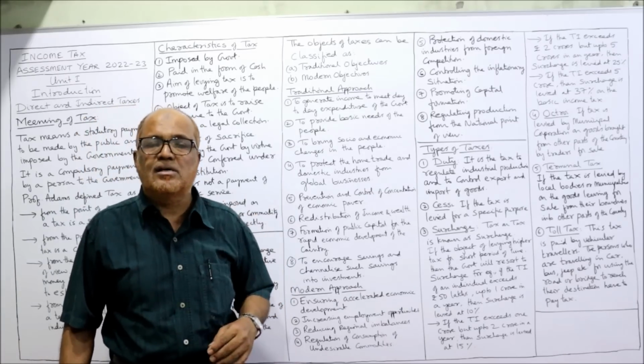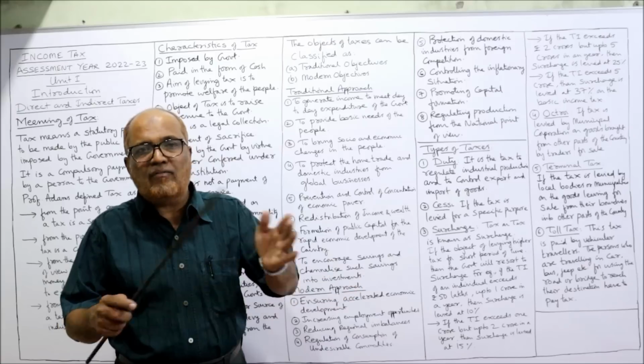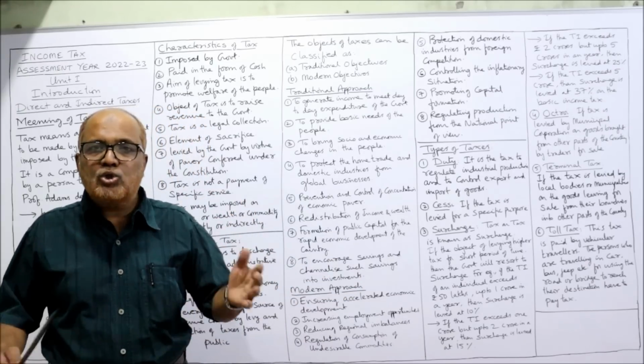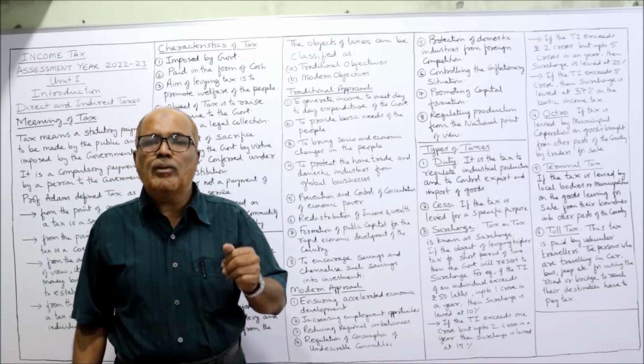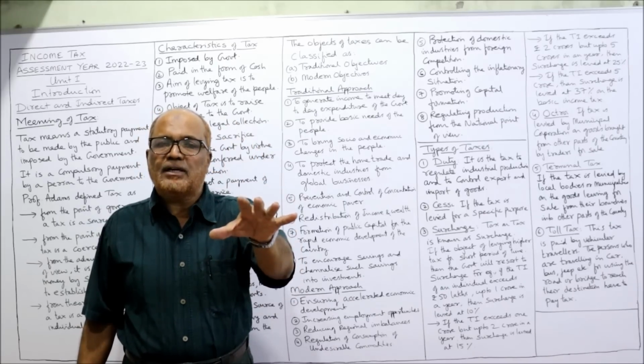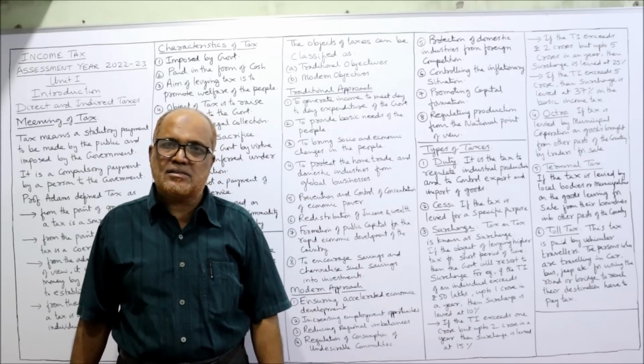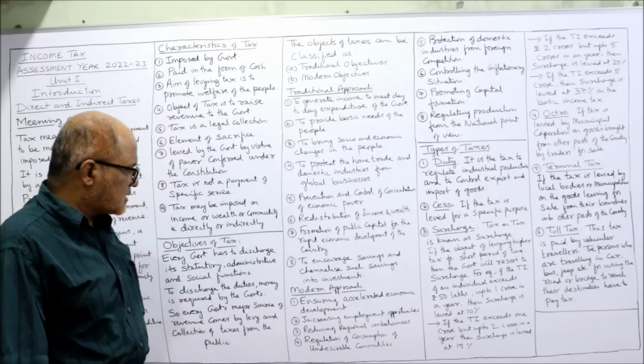socio-economic problems will arise. People will move away from rural areas to urban areas. There will be urbanization, huge problems in urban areas. To remove that, the government will implement the tax and make development in the undeveloped areas. In this way, regional imbalances can be removed.